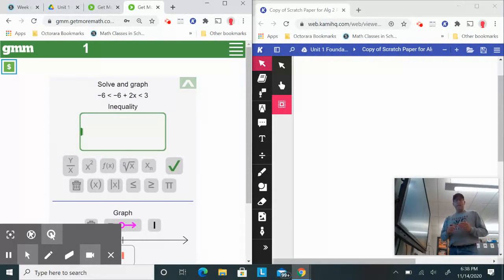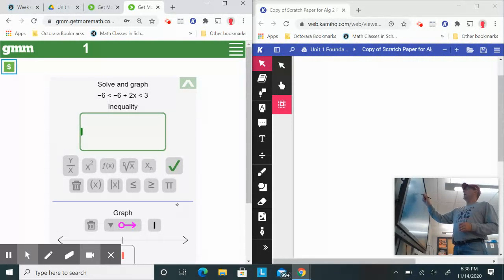Now in this next example, please notice that negative 6 is less than negative 6 plus 2x. And then it says it has to be less than 3. So that's actually two parts combined. So negative 6 plus 2x has got to do both. It has to be greater than the negative 6, but less than the 3. So this is an and compound inequality.